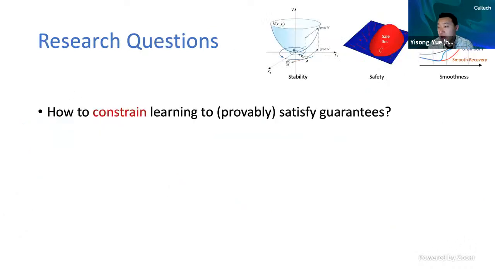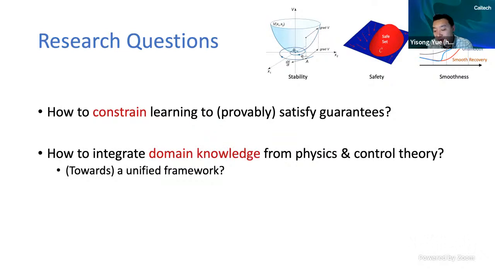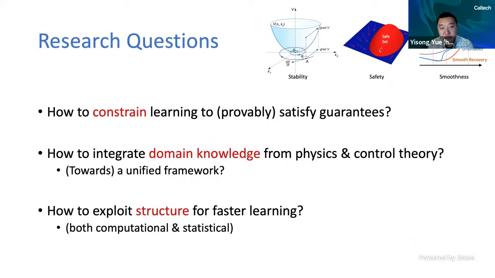Okay, so in thinking about this type of project, of course, we want to do research. And so the types of research questions that underlie the collaborations and the applications are questions such as how to constrain learning to provably satisfy these types of behavioral guarantees. How does one integrate domain knowledge from physics and control theory, possibly towards a more unified framework that blends learning theory and control theory? And how do we exploit the resulting structure from this domain knowledge used to constrain learning to design learning algorithms that perhaps give us provably faster learning? And faster here can be both computational and statistical. So you learn with fewer iterations and you learn with fewer data points.